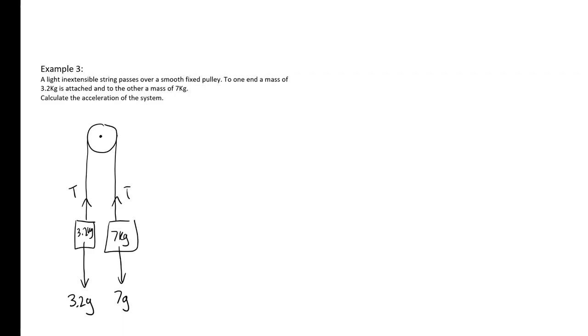Step 3 is to put the acceleration arrow in. Here I'm not really going to think about which way it goes, so I'm just going to say that the 7 kilogram mass accelerates up and the 3.2 kilogram mass accelerates down. One thing you do have to do is, if you say the one on the right goes up, then the one on the left has to go down. Or if you say the one on the left goes up, the one on the right has to go down. That's step 3 with the acceleration.